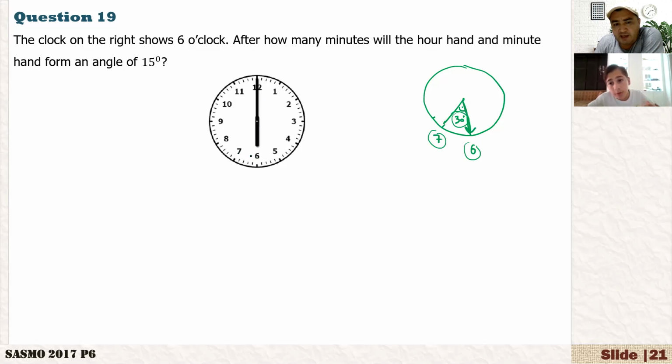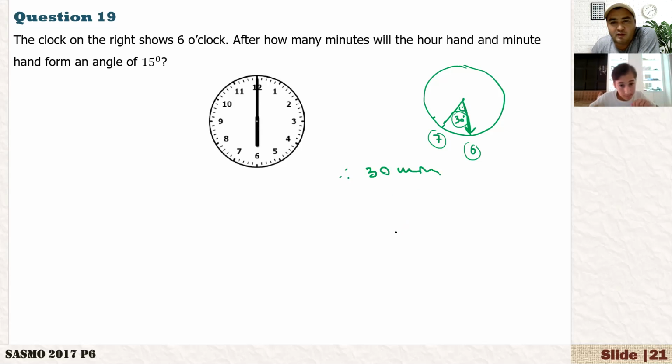So the angle between the 7 and 6 is 30. That's half of it, it is 15. So the answer is, what is it? After how many minutes? After exactly 30 minutes.